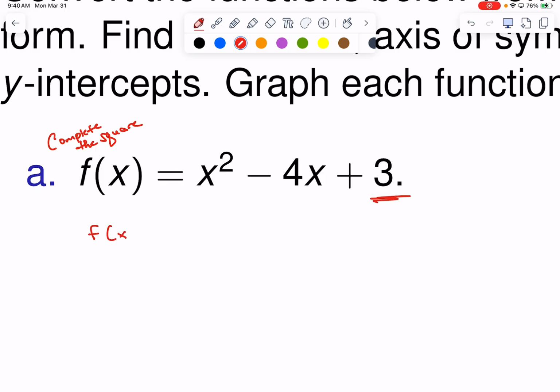Here's what I'm going to do. The first one will be hard. The second one, you'll be like, okay, I got it. I've just got to practice this. I'm going to push the 3 out of the way. x squared minus 4x. I'm going to push the 3 out of the way. Push Keithan out of the way.